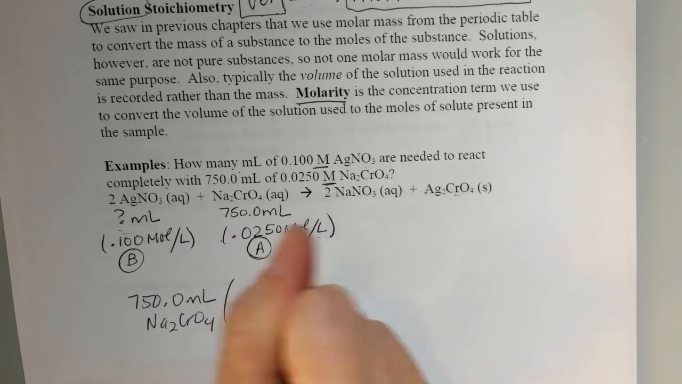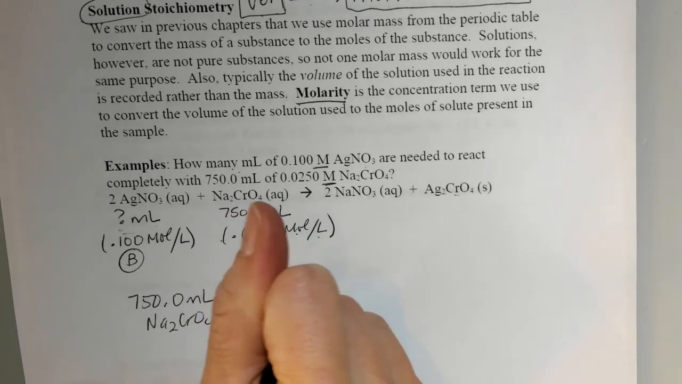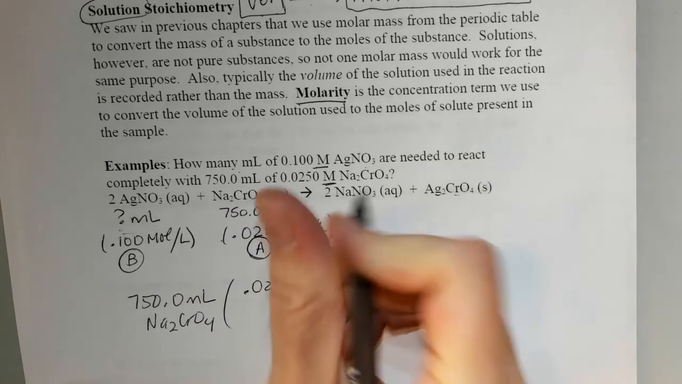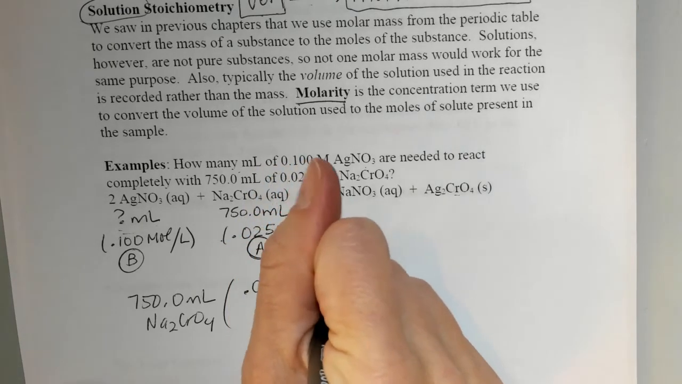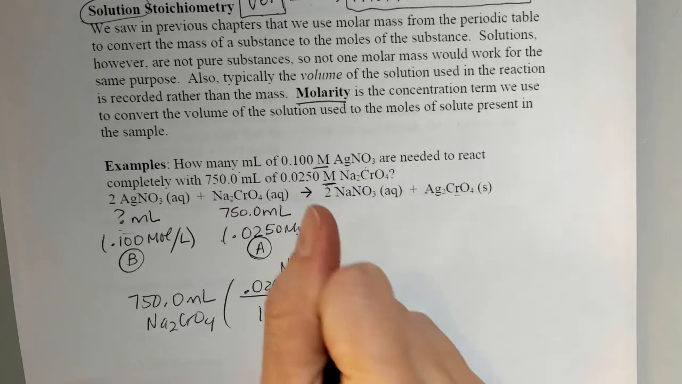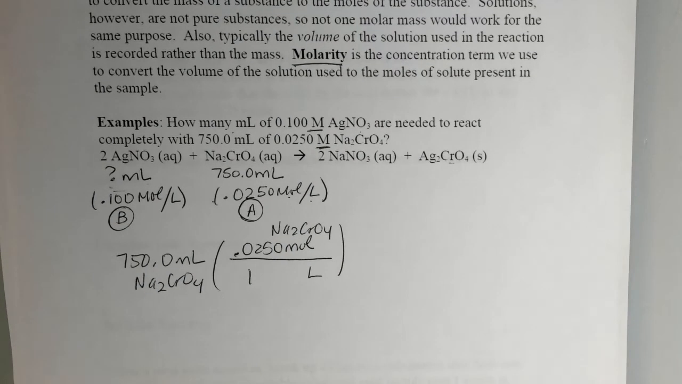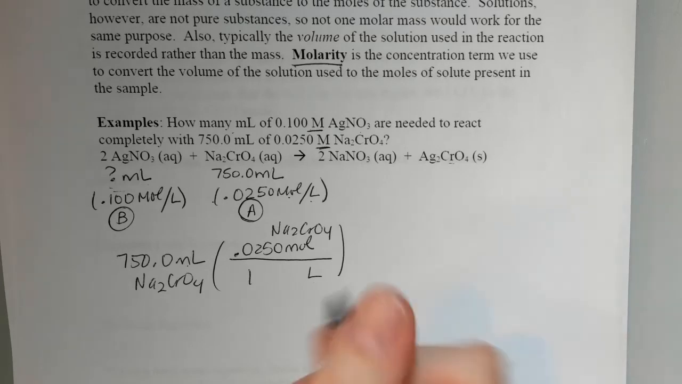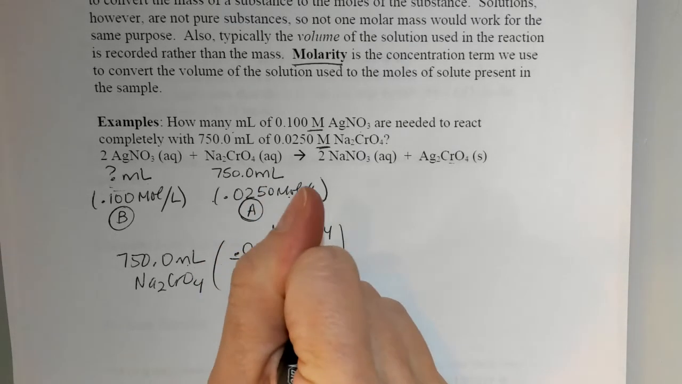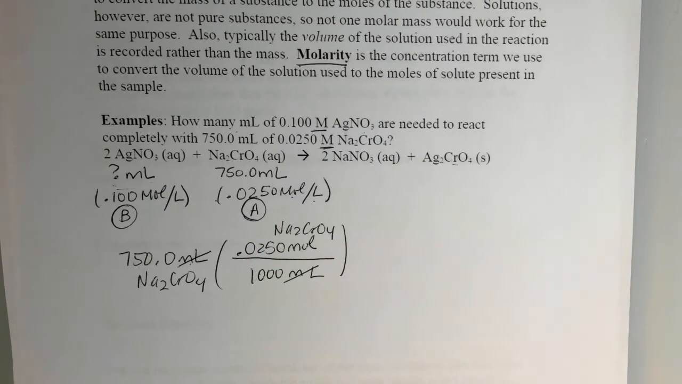My molarity is defined as 0.0250 moles of sodium chromate per liter. That's how it's defined. But when you look at that, you can tell that your volume units are not canceling out. So an easy substitution is, we know that there are 1,000 milliliters in a liter. So in the denominator, we'll just put 1,000 milliliters instead of a liter, because they're the same thing, right?